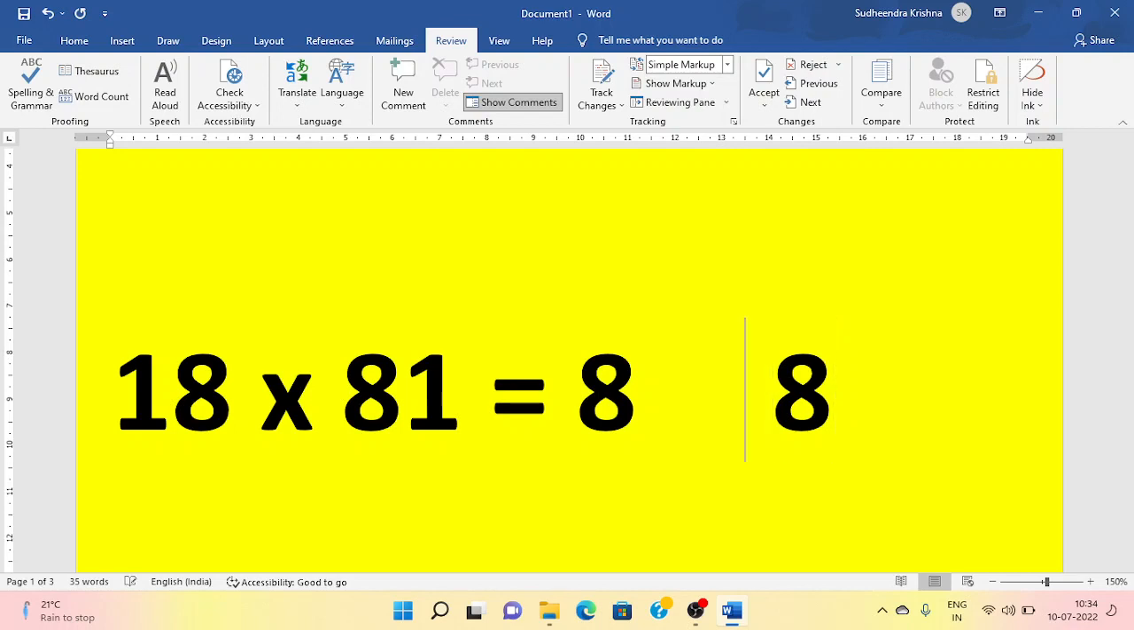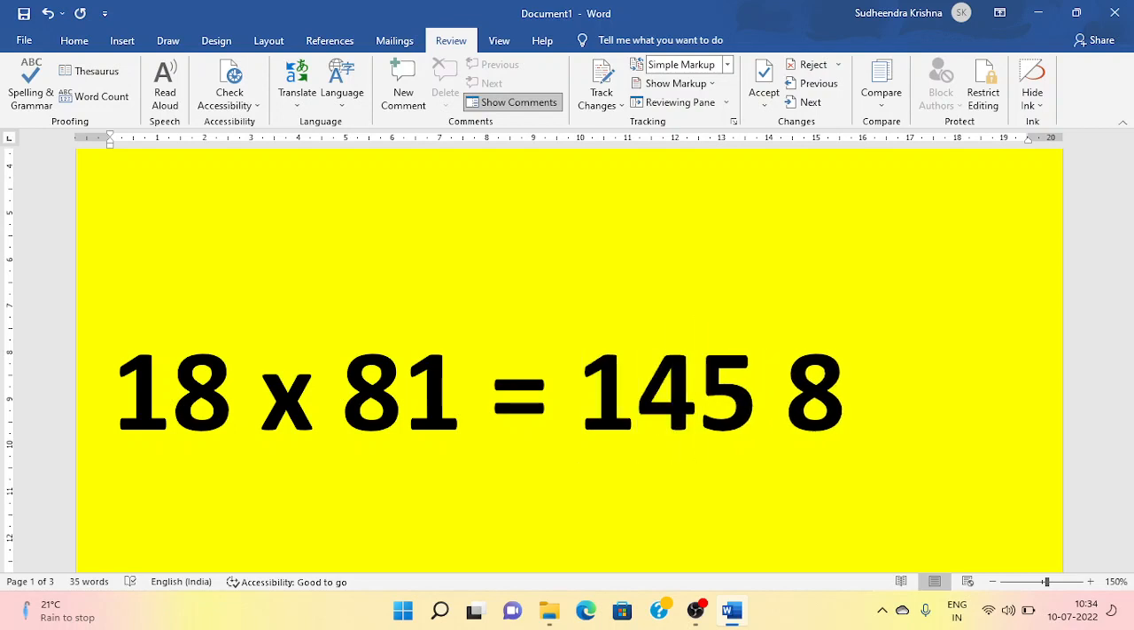Now to get the middle portion of the answer, you have to find the square of 8 and 1 and add them. The square of 8 is 64 and the square of 1 is 1. So 64 plus 1 is 65. But 65 is a 2-digit number, and you cannot take a 2-digit number. So from 65 you keep 5 in the middle portion and you carry over 6 to 8. Now 8 plus carry over 6 will give you 14. So remove 8 and in its place put 14. So this is the required answer. 18 into 81 is equal to 1458. It's as simple as this.